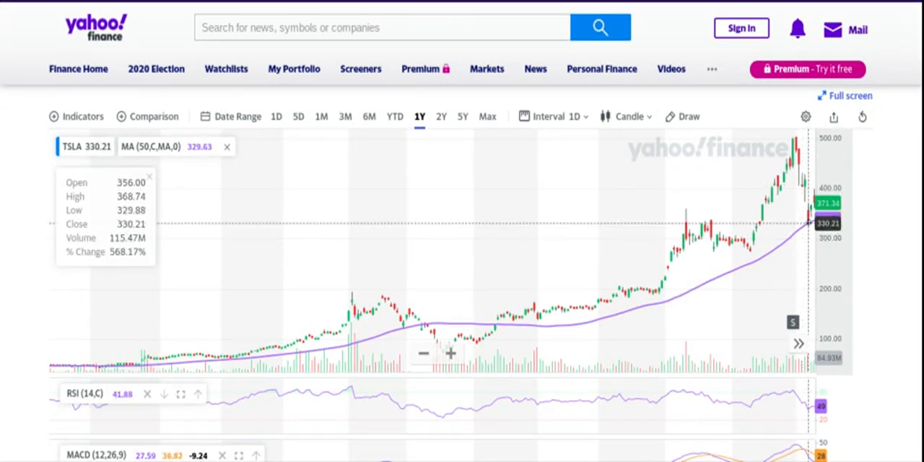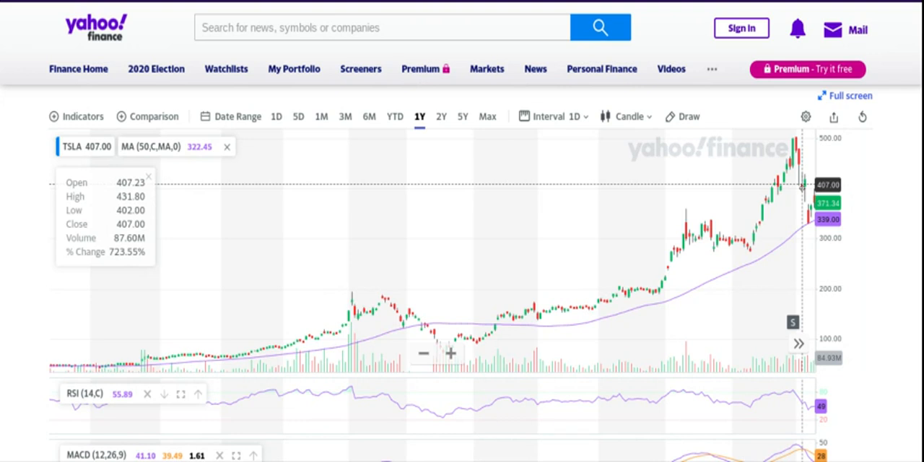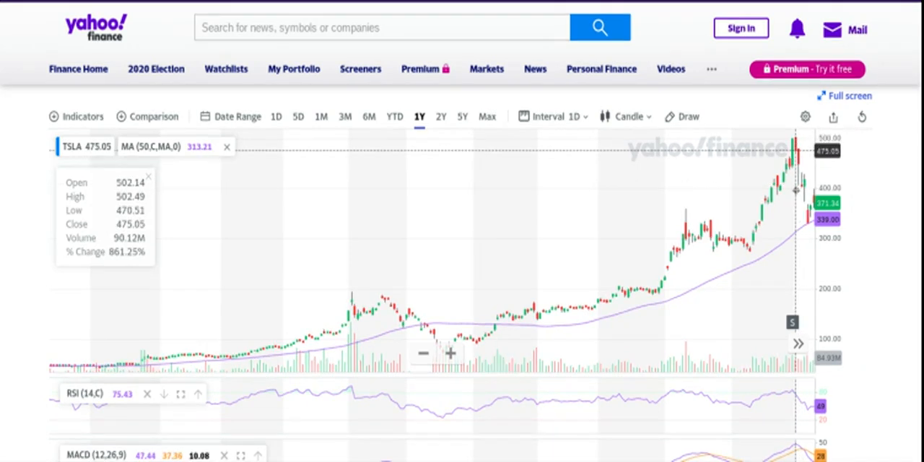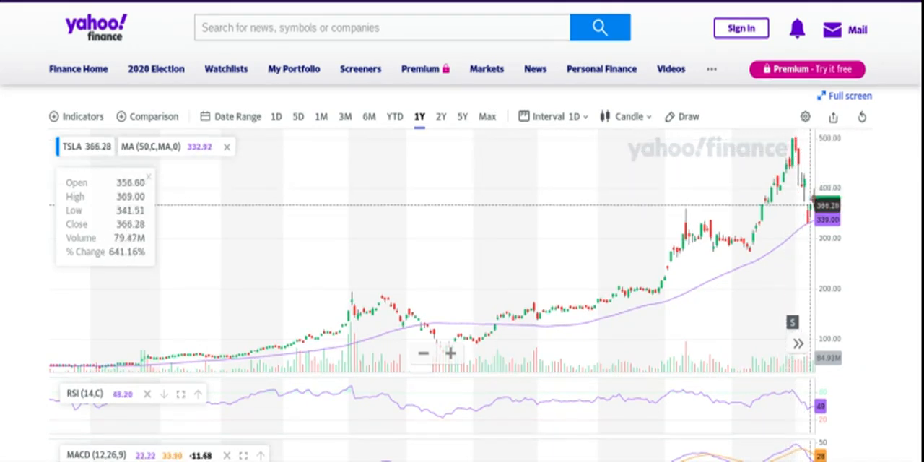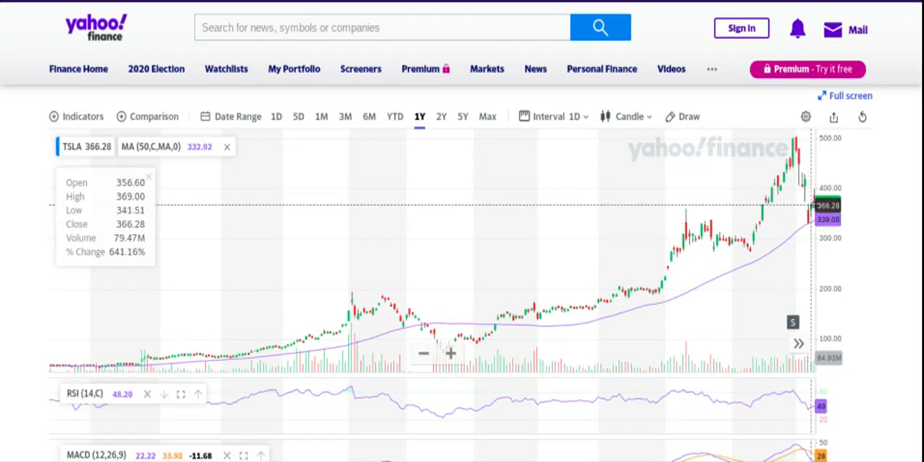It bounced right off that 50-day moving average, moved up, and got hit by the previous support. It hit that 400 level. Now the support has turned into resistance. So it's really trading in this channel between that 339 and 400. Hopefully over the next couple of weeks, it will stay between that 370 and 400 range.